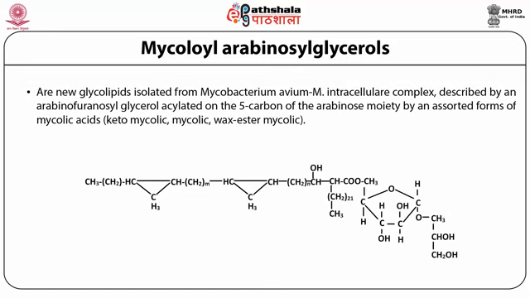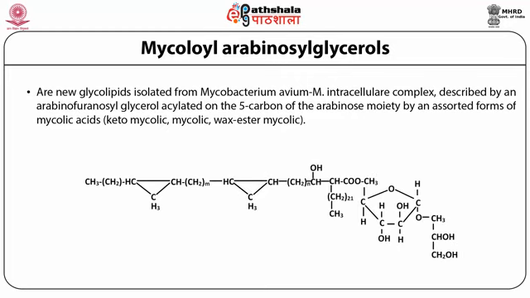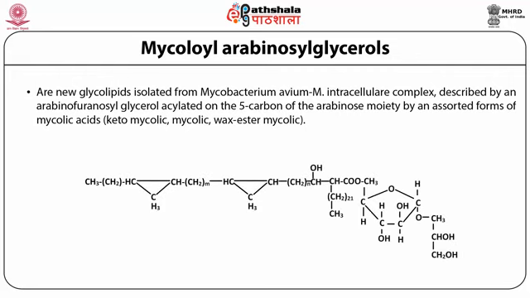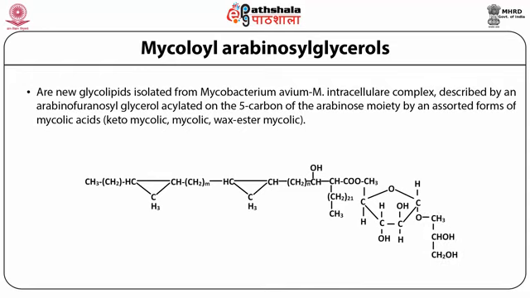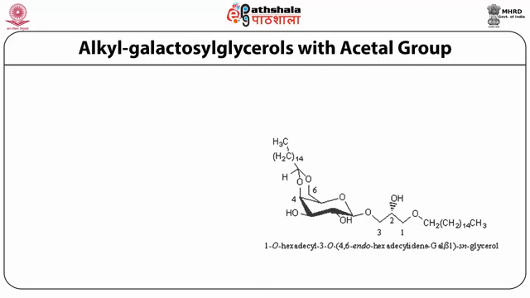As you can see, the structure represents the unique triangular alternate carbon association along with a presence of a sugar moiety. Another important class of glycolipids are alkyl-galactosylglycerols, that too with the presence of acetal group.